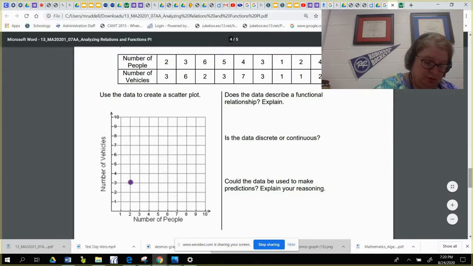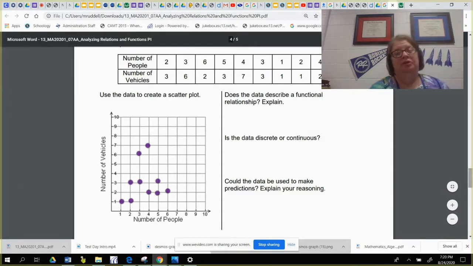3 and 6. 6 and 2. 5 and 3. 4 and 7. 4 people, 7 vehicles. Good grief. 3, 3. 1, 1. 2, 1. 4, 2. And 5, 2. So there's the graph.